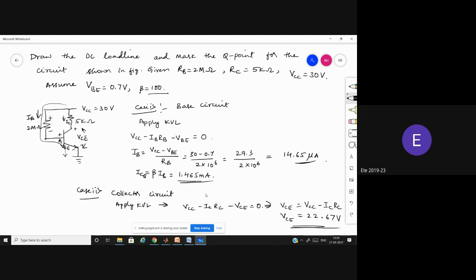Okay, now we have got the collector to emitter voltage. This is the quiescent collector to emitter voltage, that is, this is the operating voltage and this is the operating current of our transistor now. Once we are done with this, next we need to plot the DC load line. To plot the DC load line, we need to again apply the KVL to the collector circuit.